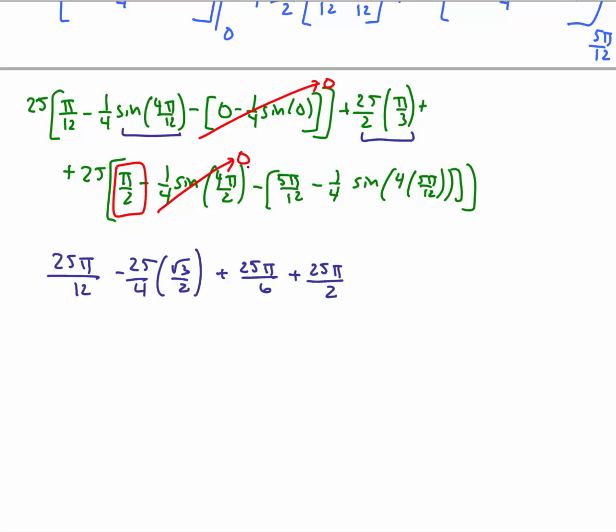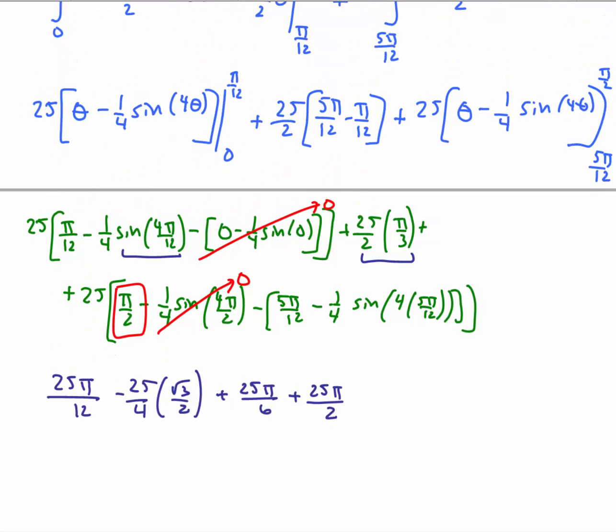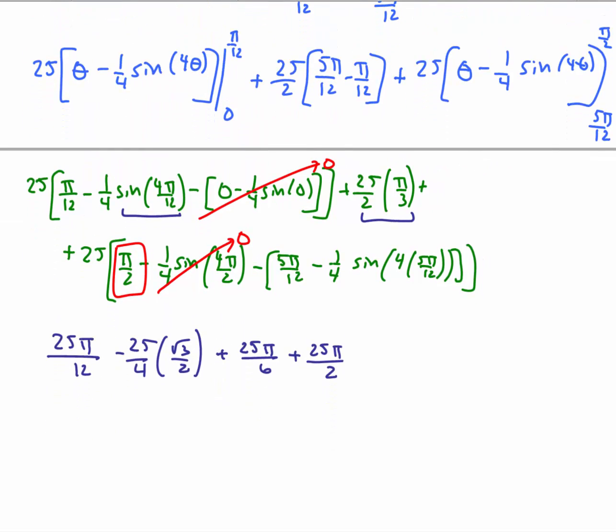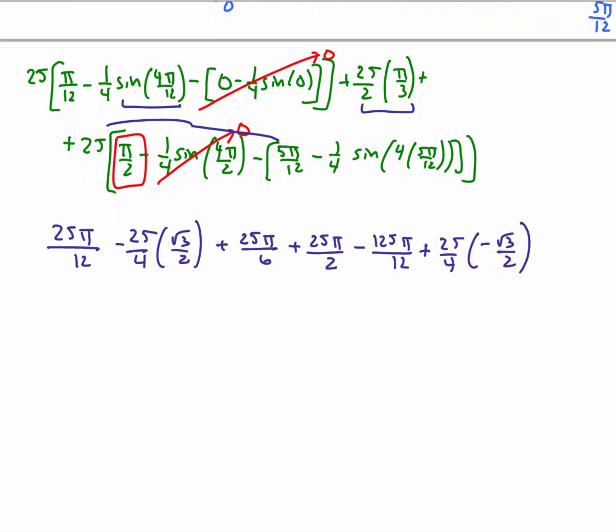And let me double check my parentheses here. That was 25 out front of everything. Yep, so this 25 still comes over to here. So that's minus 25 minus 125 pi over 12. And this one's tricky. A negative times a negative is a positive. 25 fourths. So this would be 5 pi over 3. 5 pi over 3 is in the 4th quadrant. So the sign's negative, so this is going to be a negative square root of 3 over 2. Okay.